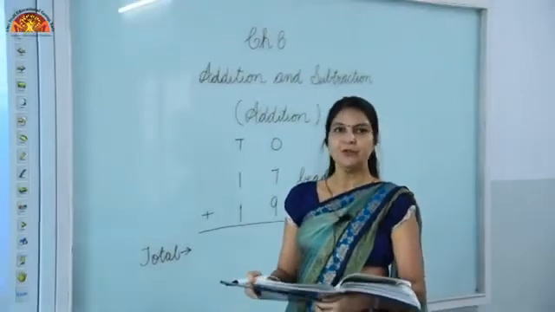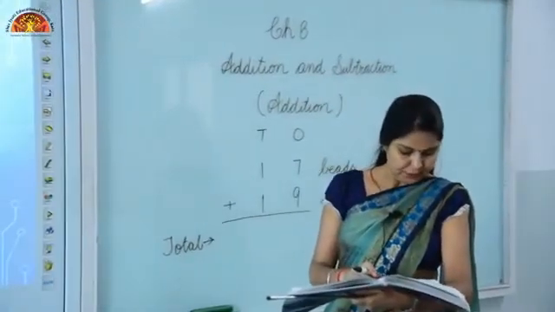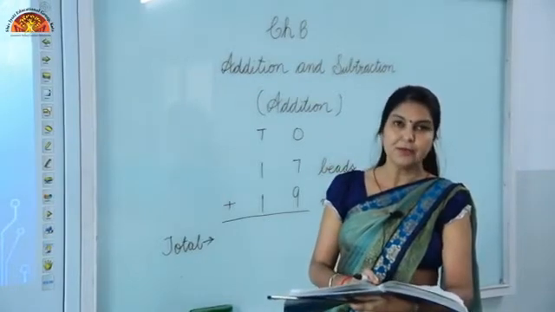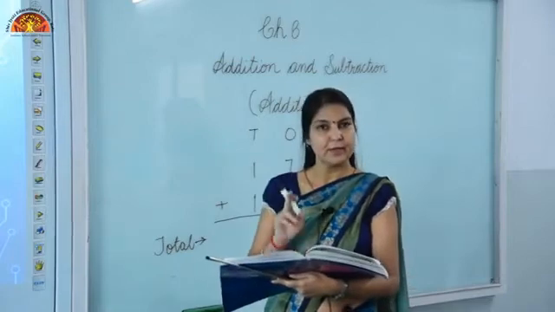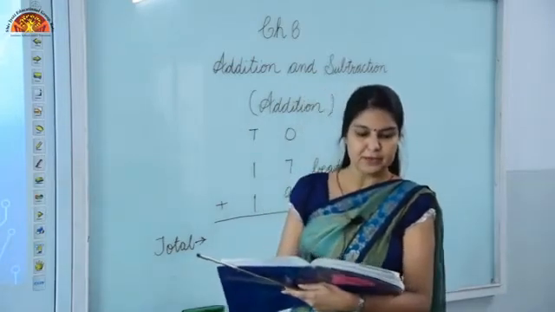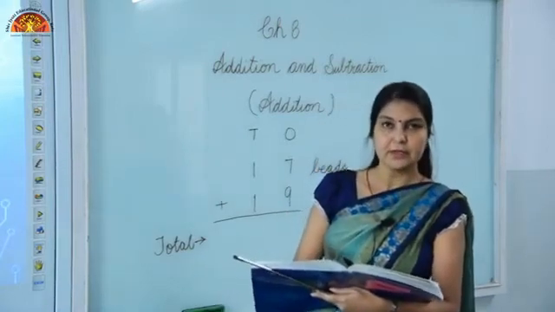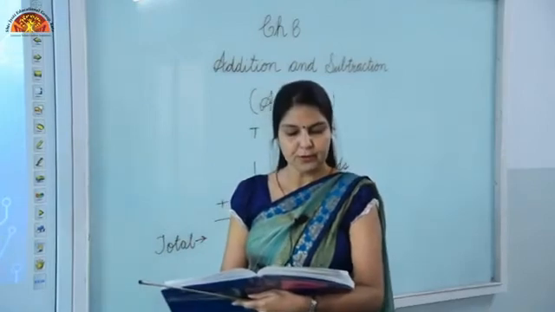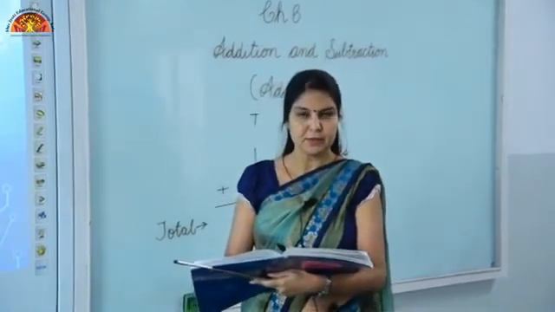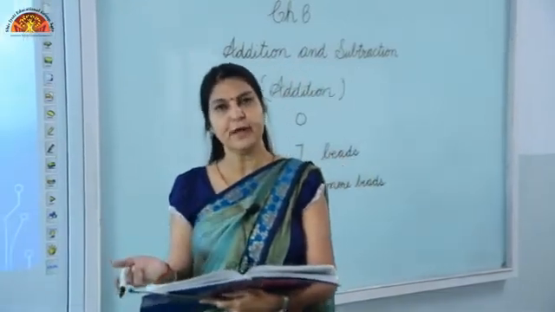Now I am giving you one more example from your book. So children, open your books, page number 114. The question number is B, which is at the top part of the page. Here Asba has 17 beads. Her mother gives her 19 more. How many beads does Asba have? We have to find out.